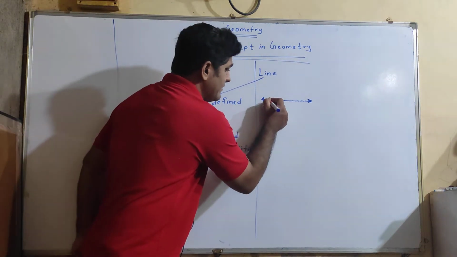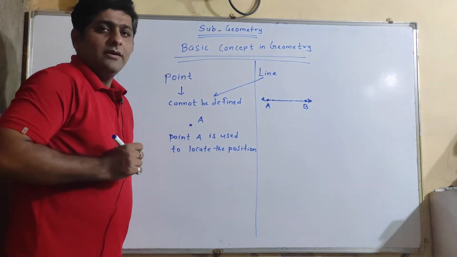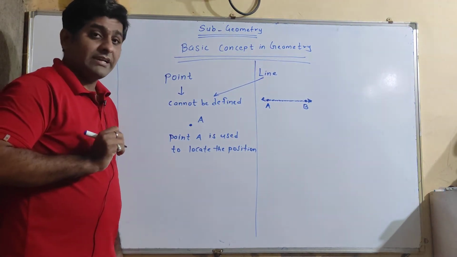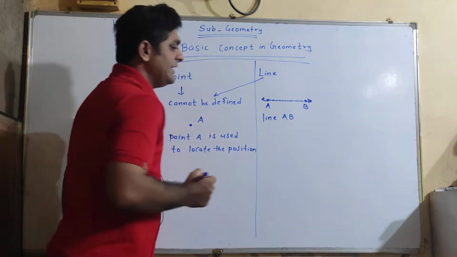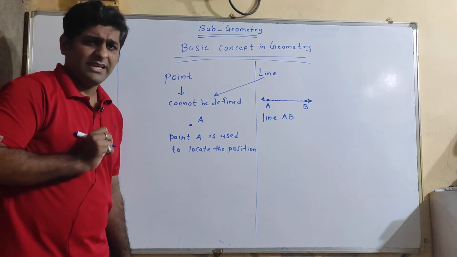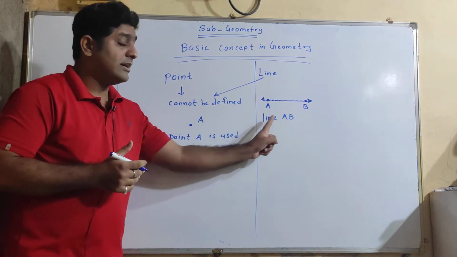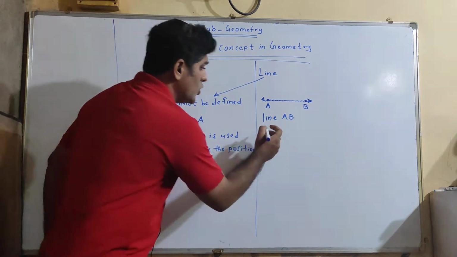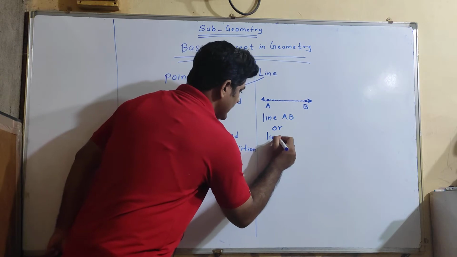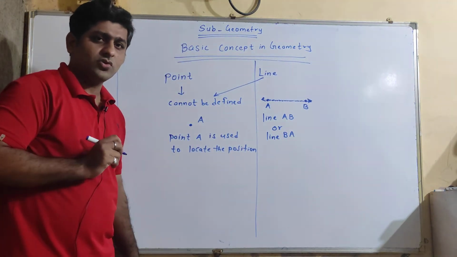Now if I want to name this line, let us take any points on the line. So any 2 points we have taken, and now I'm going to denote this as line AB. Is it clear, students? So this is how we can name a line. This is line AB, correct? I can also call this line BA. Is it clear, students?